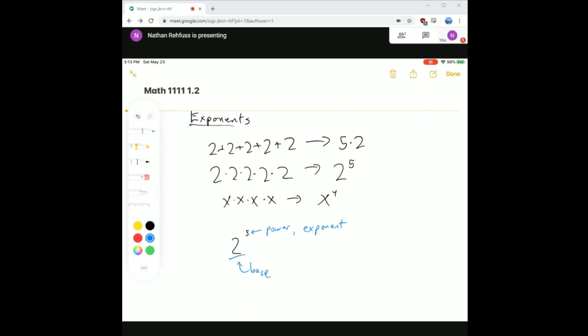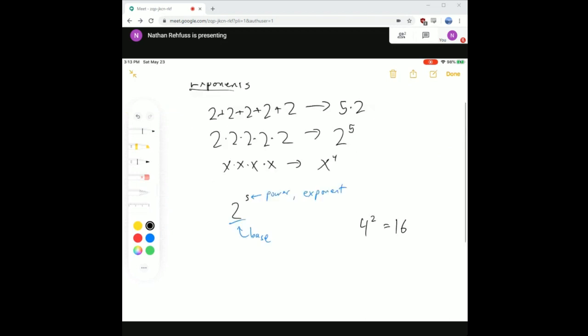If I raise a number to the 2nd power, it's like saying that it's squared. So I say 4 squared is 16. There's a reason for that. If I draw a square and the side lengths are 4, then the area is 16 square units. So that's where that term comes from. That's why we call this squared.